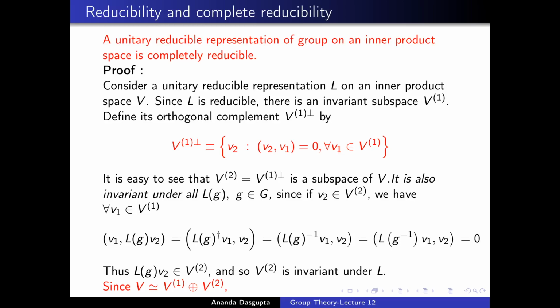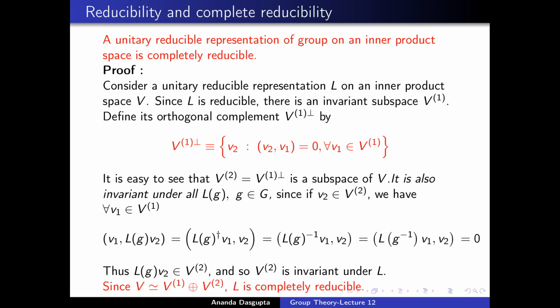But since capital V is isomorphic to V1 direct sum with V2, and both V1 and V2, as we have just seen, are invariant under the action of all of the L of G's, it follows that we have been able to show that our space is a direct sum of invariant subspaces, and so L is completely reducible. This concludes our proof.